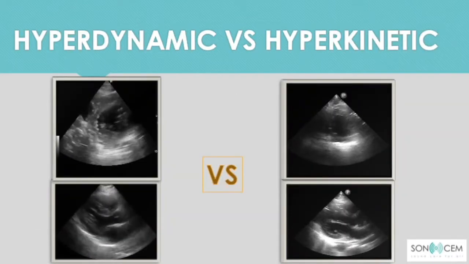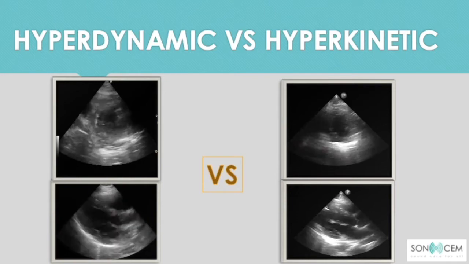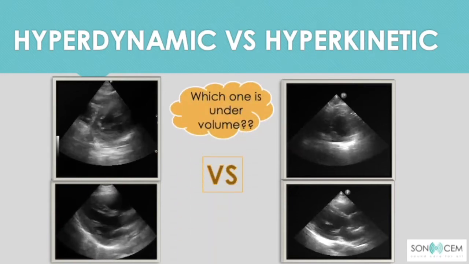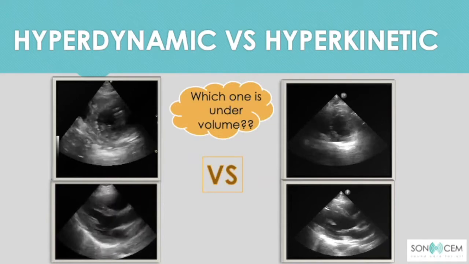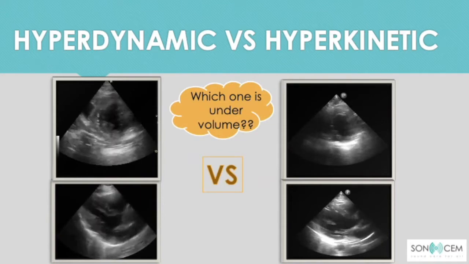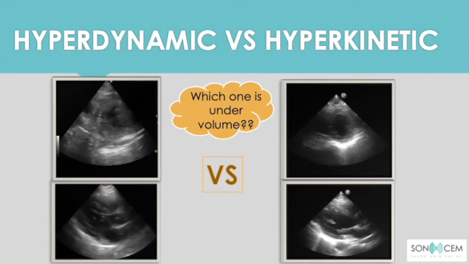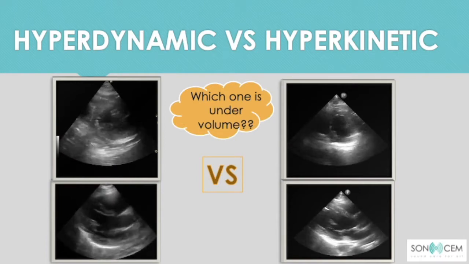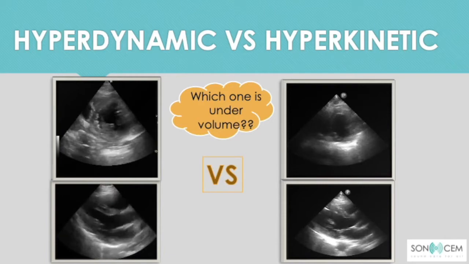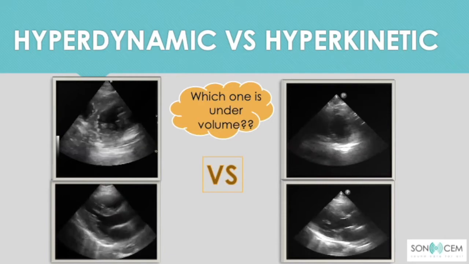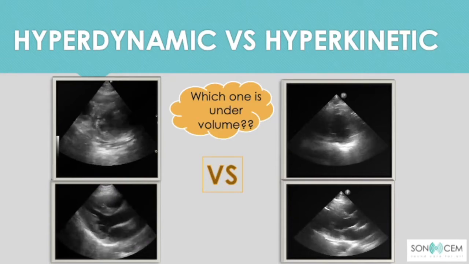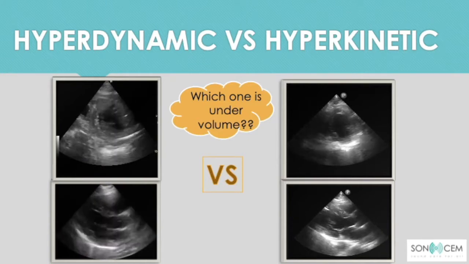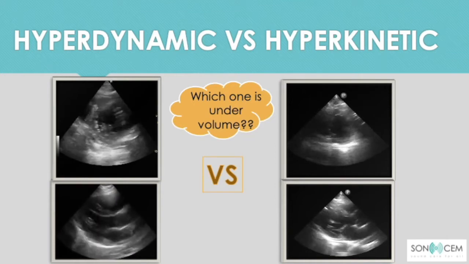We move to hyperdynamic and hyperkinetic. From these clips, which one is under volume? Dynamic is characterized by constant change, activity or progress, from small to big, from low to high, for example. In this context, hyperdynamic is a progress of alveoli area from small to big. However, hyperkinetic is only fast movement of the wall without change of alveoli area.